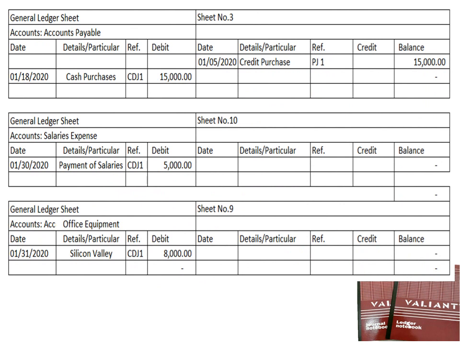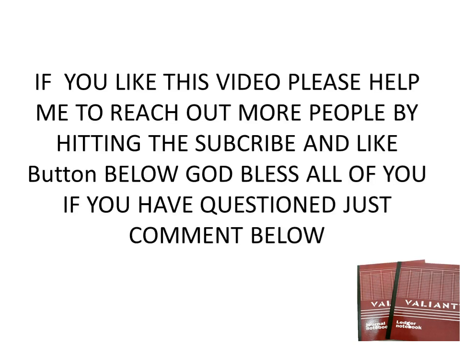So this is for our accounts payable again, for the general ledger. I'll just put it in so that you could see it better. So we put PJ01 15,000 and then CJ1, this is what we get from our cash disbursement journal, so that you would see it just zero out because it's already recorded in our purchase journal. Okay? So we have now salaries expense 5,000, and then office equipment Silicon Valley 8,000. Okay. So do you have any question?